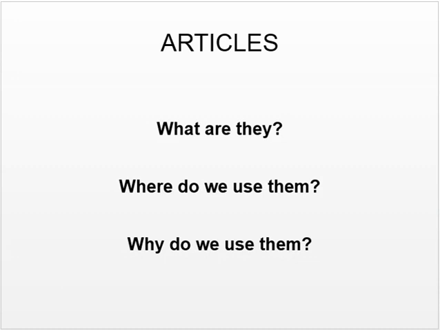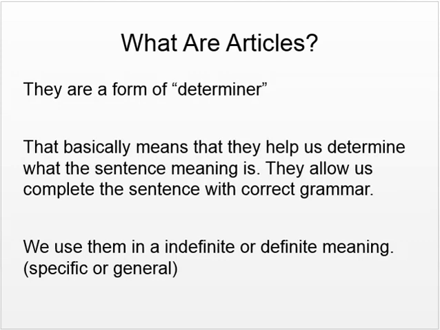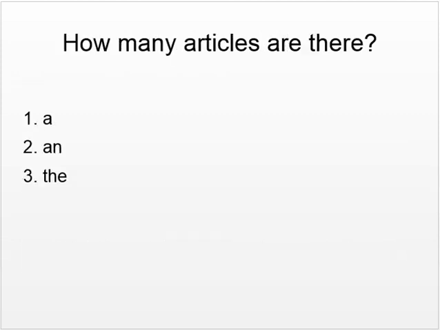So when we move on to the next video, what are articles? They are a form of determiner. So don't worry if you don't understand what a determiner is. That basically means that they help us determine what the sentence meaning is. They allow us to complete the sentence with the correct grammar. We use them in an indefinite or a definite meaning. So they allow us to complete the sentence with a specific meaning, or if we're talking about a topic in general. Again, this will get more clear as we go through the lesson.